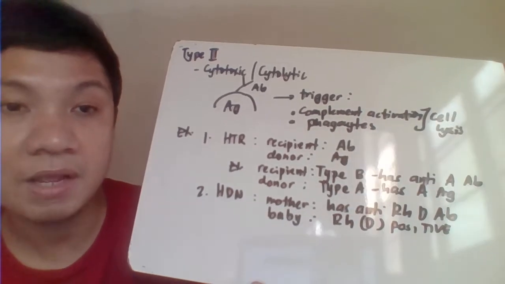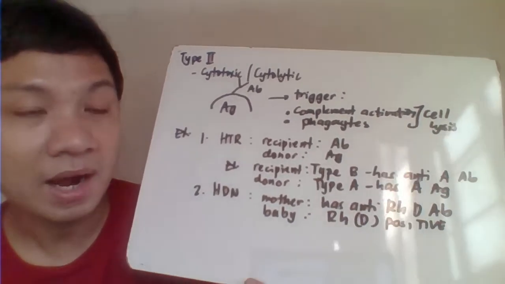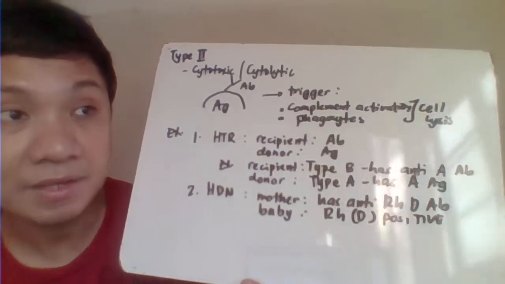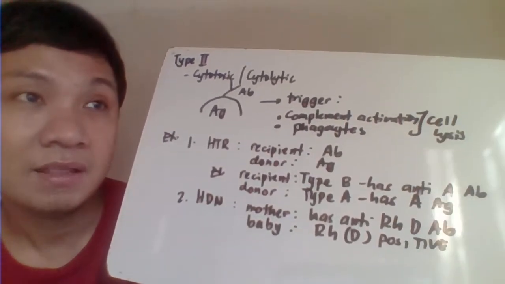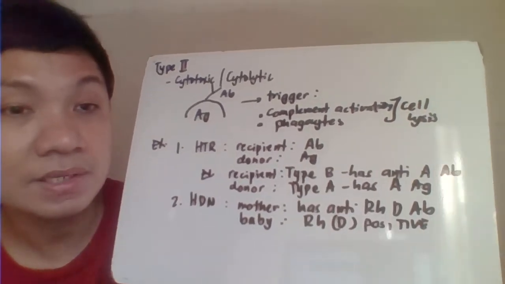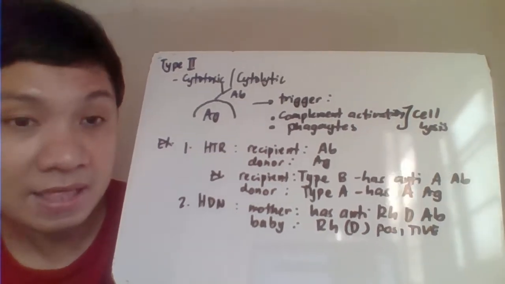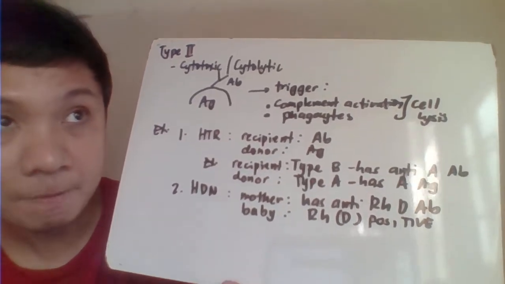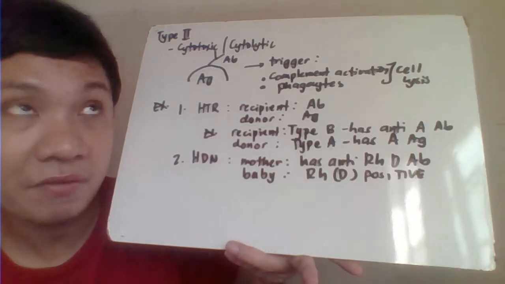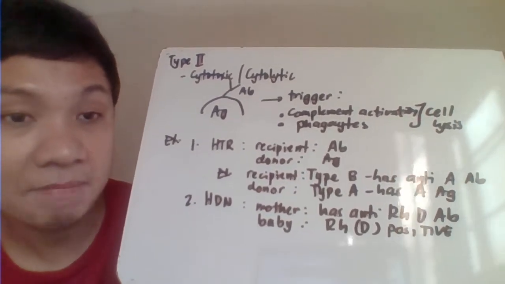Another one, we have your hemolytic disease of the newborn. The mother contains the anti-D RHD antibody because of previous exposure, because the child or the baby during the first pregnancy is RHD positive, tapos ang mother natin is RHD negative. Because of the exposure on the first pregnancy, it will trigger the mother to develop an anti-D antibody.